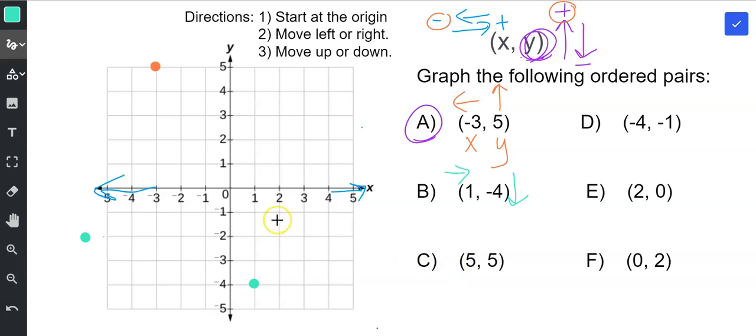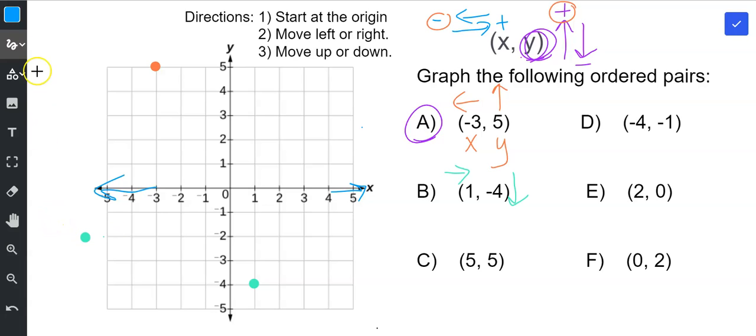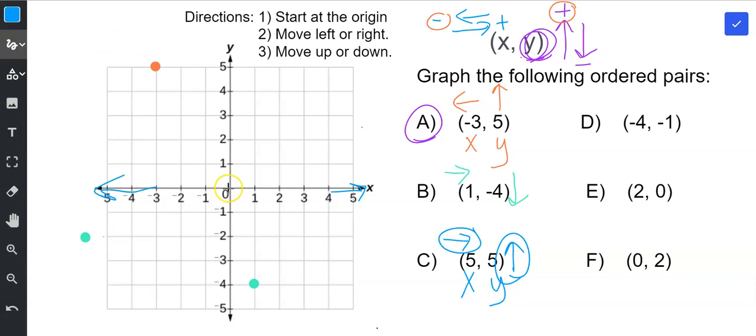Okay, now let's move on to example C. So I'll change the thickness, and then first I need to record that a +5 for X means that I'm going to the right. A +5 for Y means that I'm moving upwards. So I'm going to be moving right 5 and then up 5 from the origin. So I'll change the thickness, and then from the origin, I move to the right 1, 2, 3, 4, 5, and then I move upwards 1, 2, 3, 4, 5, and I mark my point.